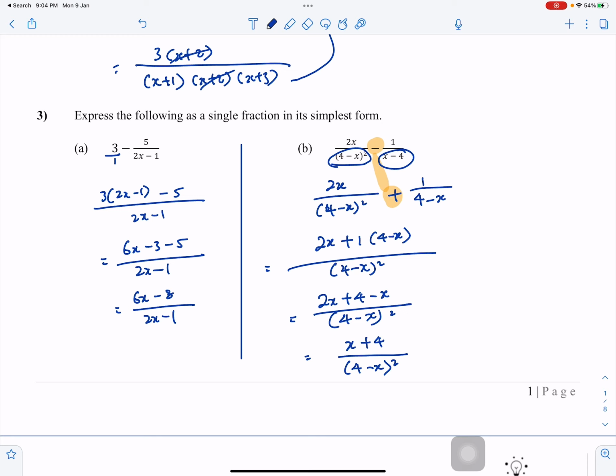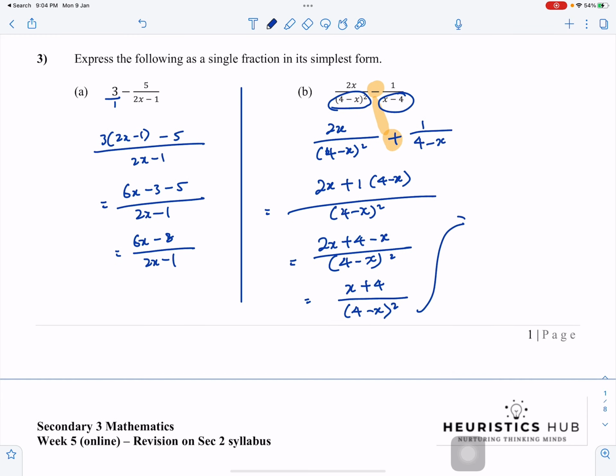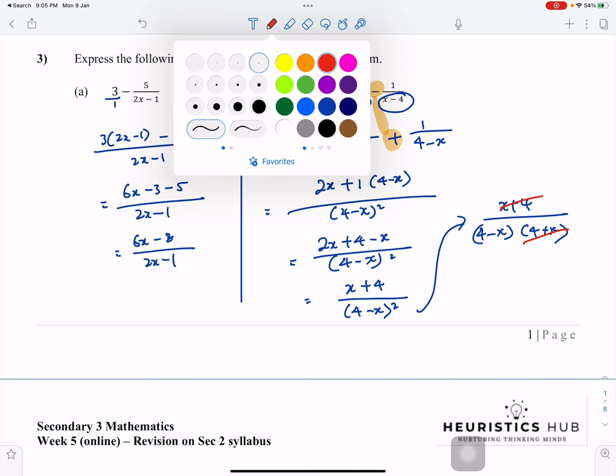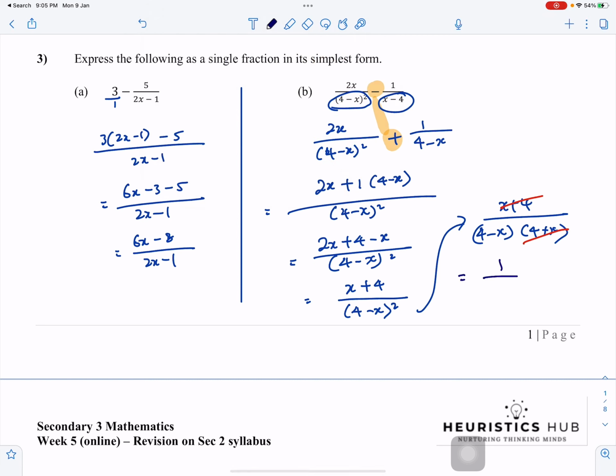Now, is this the simplest form? No, it is not, because we have x plus 4 over 4 minus x and 4 plus x. Don't forget your a squared minus b squared, and you can still cancel away. And there you go, 1 over 4 minus x. Let's move on to the next question.